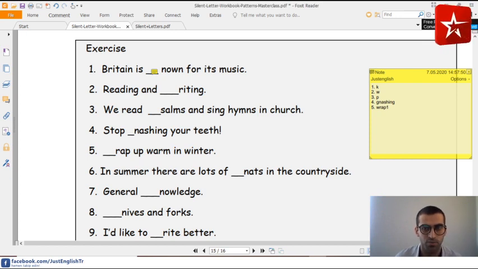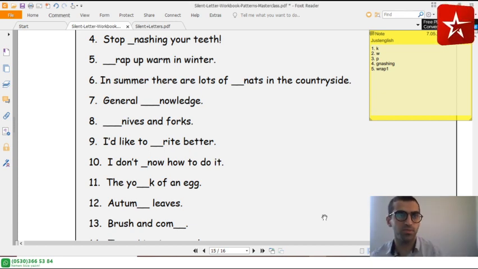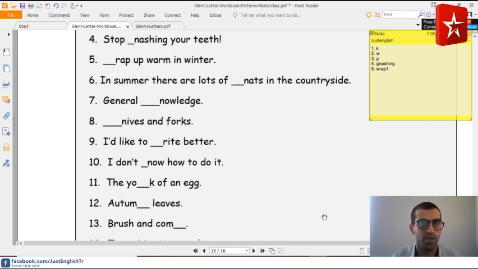Okay, as you remember, in the first part of the lesson we did 5 of them. Then we are continuing with number 6. Number 6, what should we write here? Can you tell me what we should write for number 6? Okay, for number 6: in summer there are lots of blah blah blah in the countryside. Which answer is correct? I'm waiting for your comments.